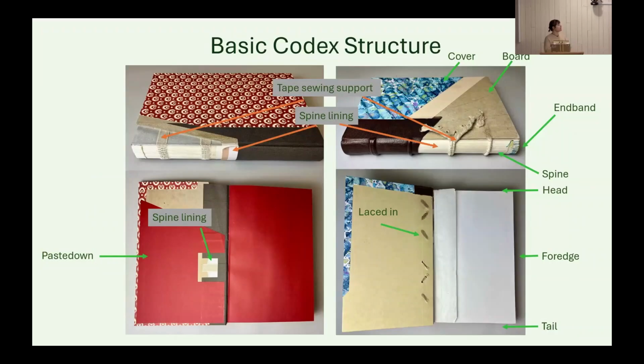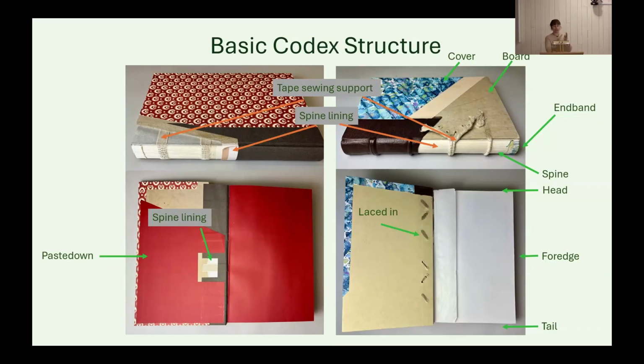The side of the book that usually faces you when you're looking at the shelf is the spine. The top edge is the head. The edge opposite the spine is the foredge, where you would open the book. And the bottom edge is the tail.